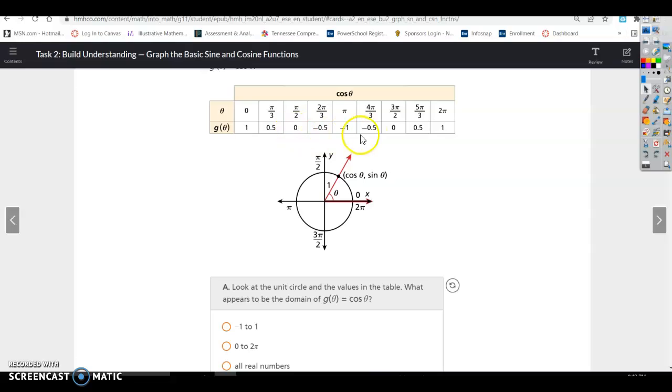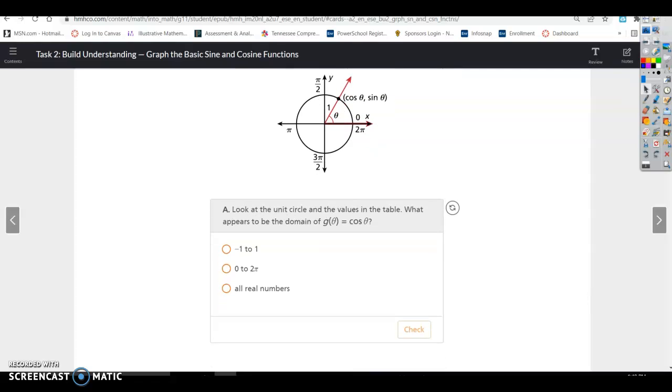So you can see that the zeros, the X intercepts and the Y intercept are different, but a lot of the same things are going to occur. So just some similarities we're going to look at of cosine versus sine. So it says look at the unit circle and the values in the table, what appears to be the domain.